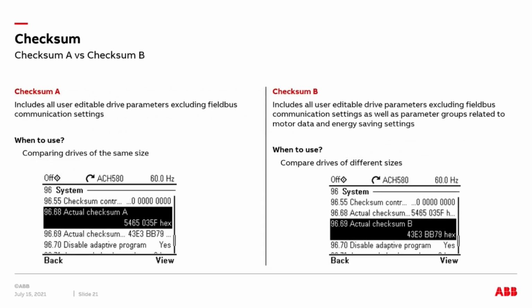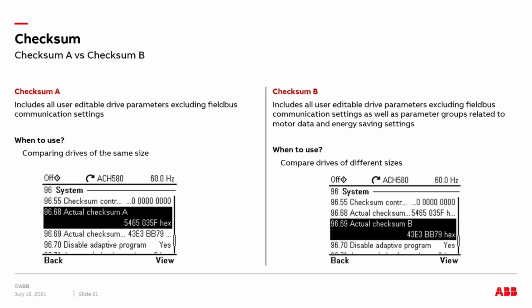I introduced checksum as a security feature, but as I pulled up this slide, you might be asking yourself now, why are there two checksums? Well, we know I just talked about the security of checksum, but now it's time to discuss how checksum can be a great tool when commissioning and troubleshooting. So let's define what checksum A is. Checksum A includes all user editable drive parameters, excluding the field bus communication settings.